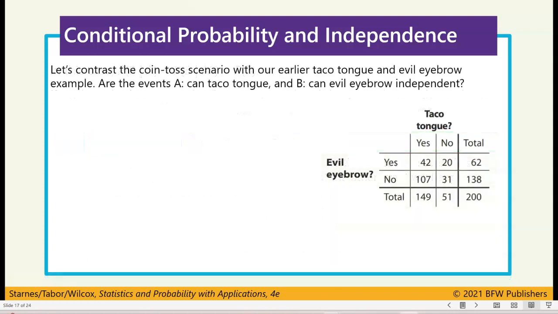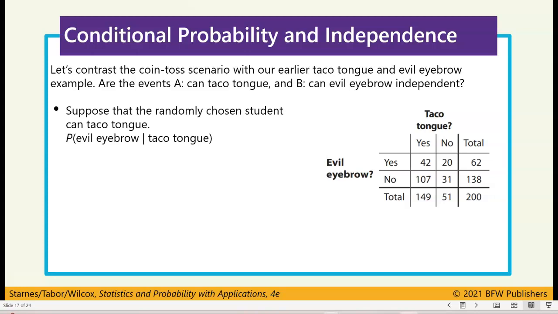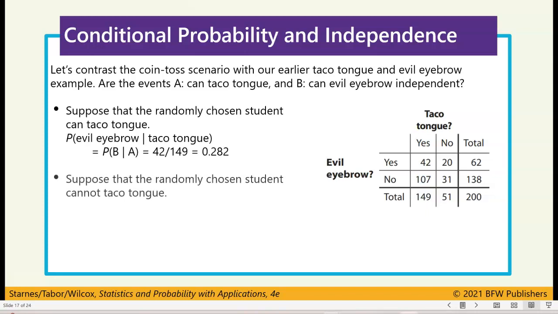So let's contrast this. Are the events taco tongue and evil eyebrow independent? It's a good question, actually. If you have one skill, are you more likely to have the other skill? Well, that might be the case. I'm not sure. So let's answer this question first. What's the probability of having evil eyebrow given that you have the ability to taco tongue? Out of the taco tonguers, there's 149. Evil eyebrow is 42 out of those. So 42 out of 149 would be that proportion.